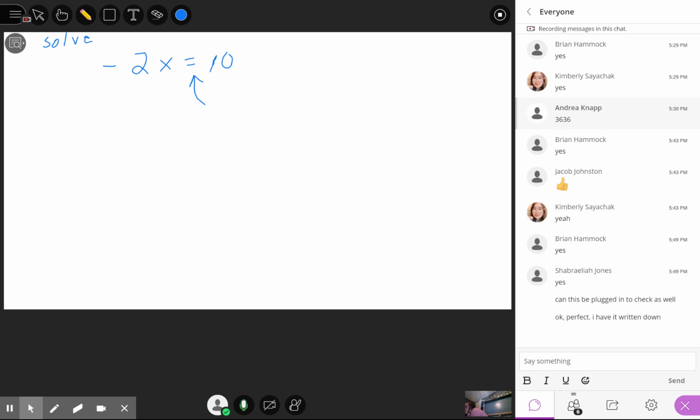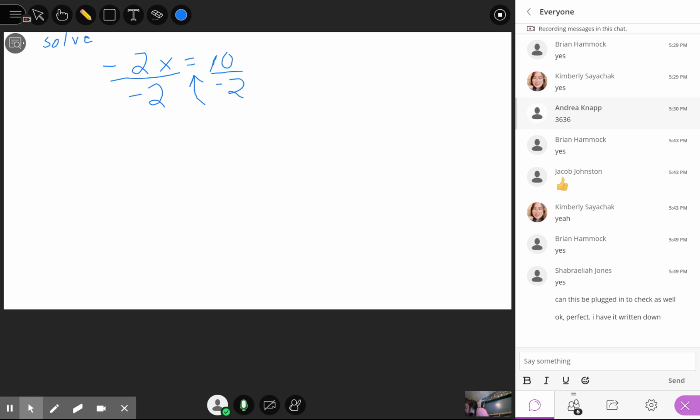So here I have a -2 sitting right next to an x. Well, a -2 next to an x is an understood times. It means times. They don't even have to put a dot there to show you that it's times. Okay, so how do we undo times? What's the inverse of times? Well, it's divided by. So to get rid of this -2 on the left-hand side of the equation, we're going to divide by -2, but we have to be fair and do that to the other side.